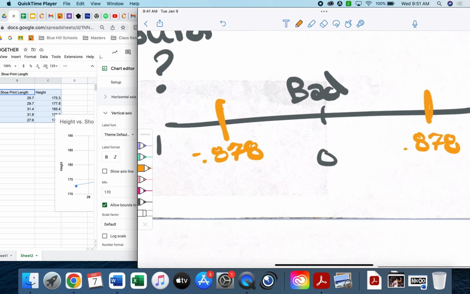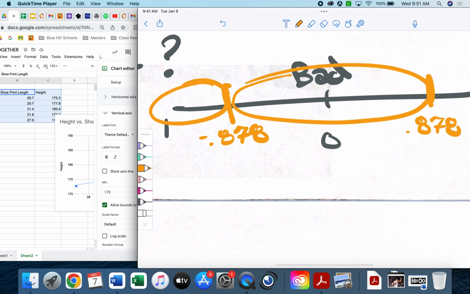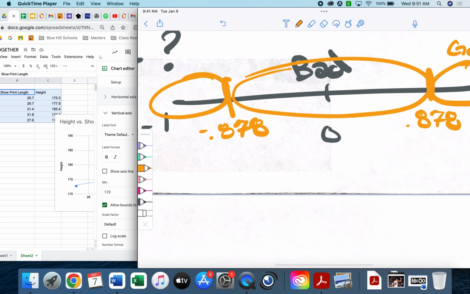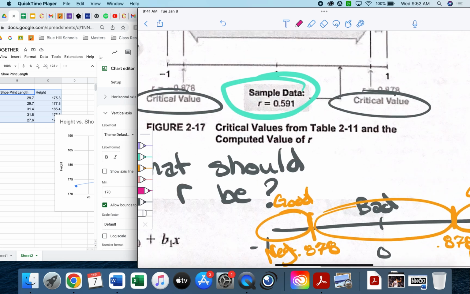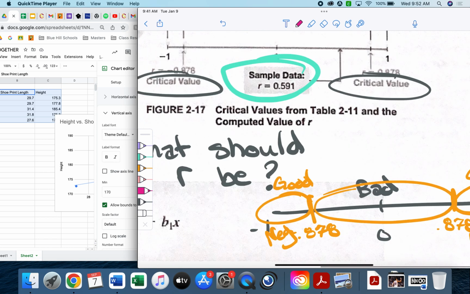So this really splits your number line into 3 regions, right? You have this one here, you have the numbers in between there, which is considered to be a bad R, and then you have good R's over here, okay? This is a good positive relationship. This is a good negative relationship. And then these are bad linear relationships. So your R must be either greater than 0.878 or less than -0.878, okay? The R that we got yesterday, when we took the square root, was 0.592. It is about right there.